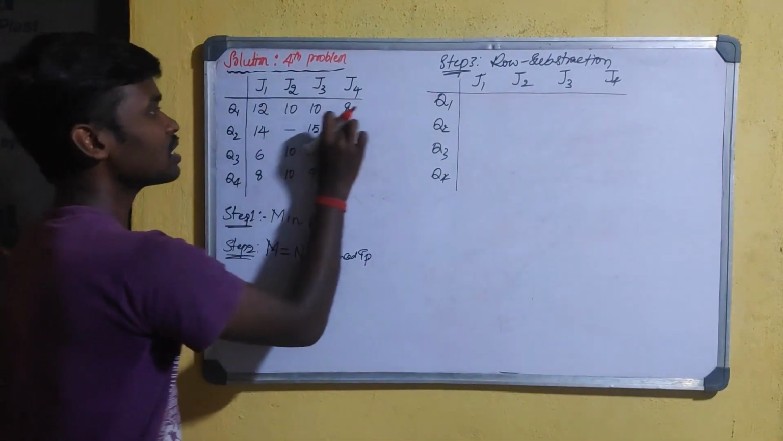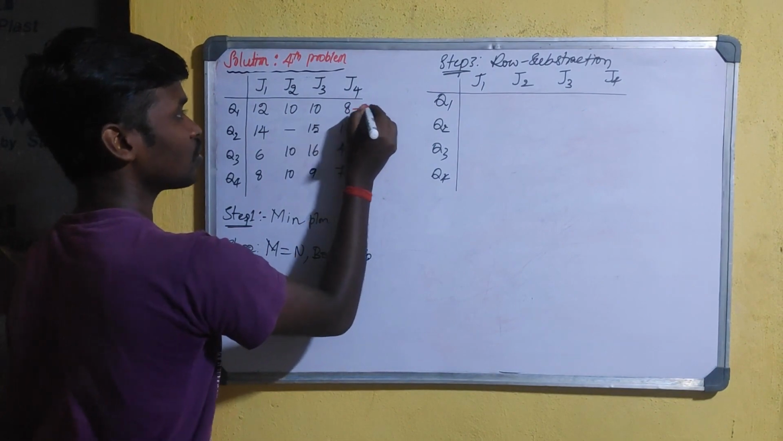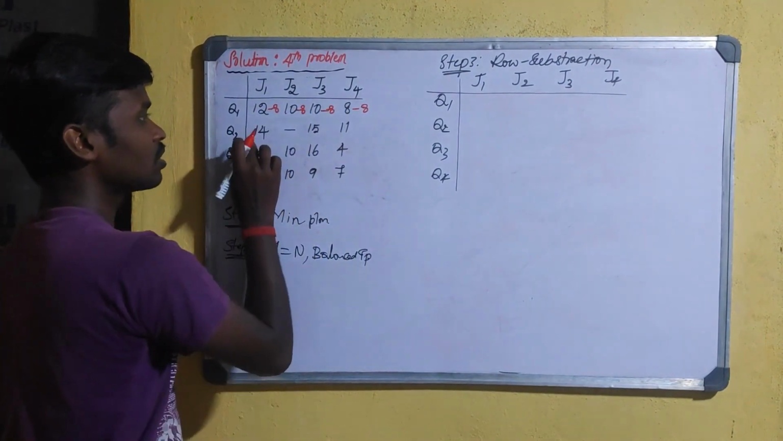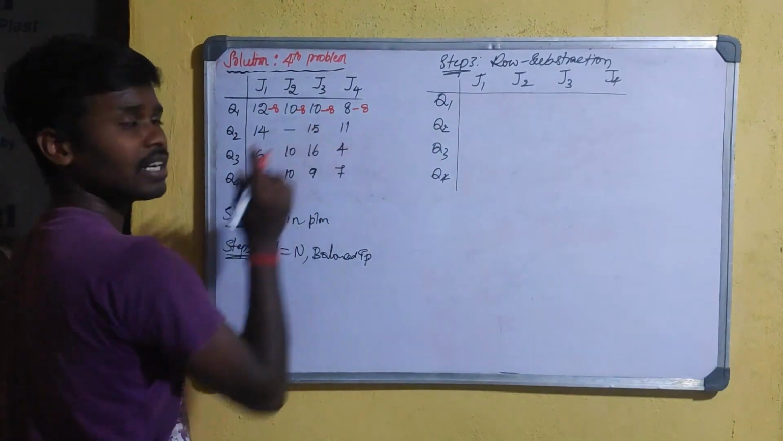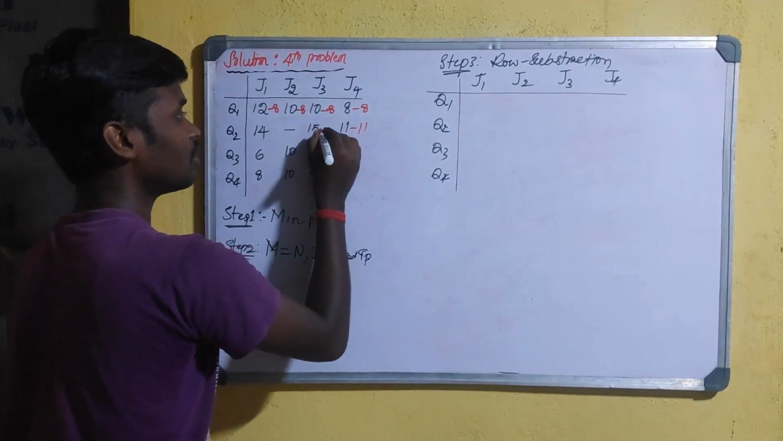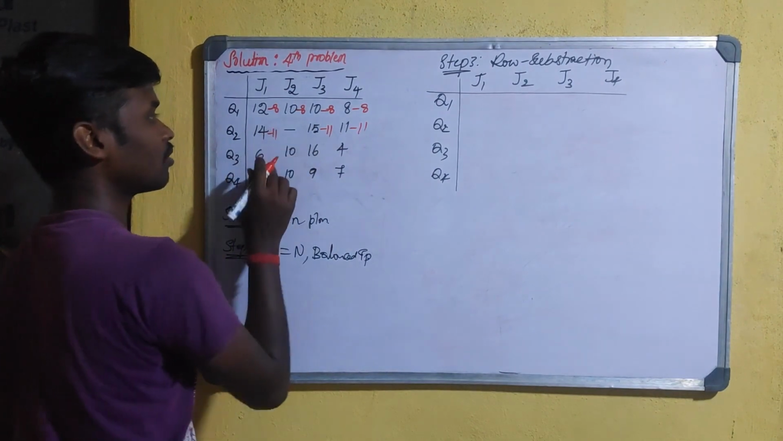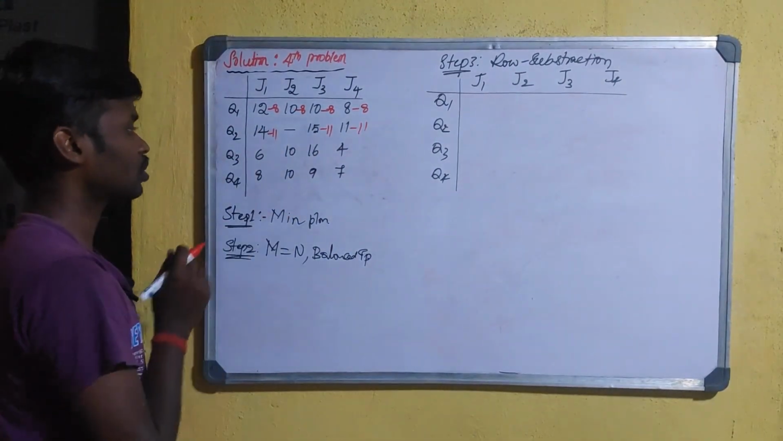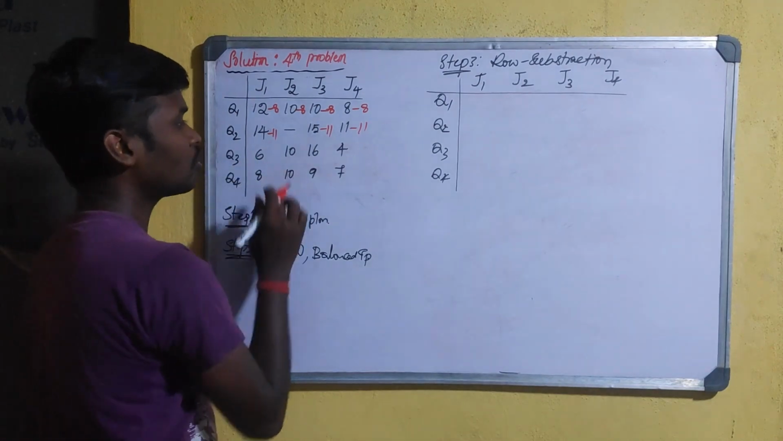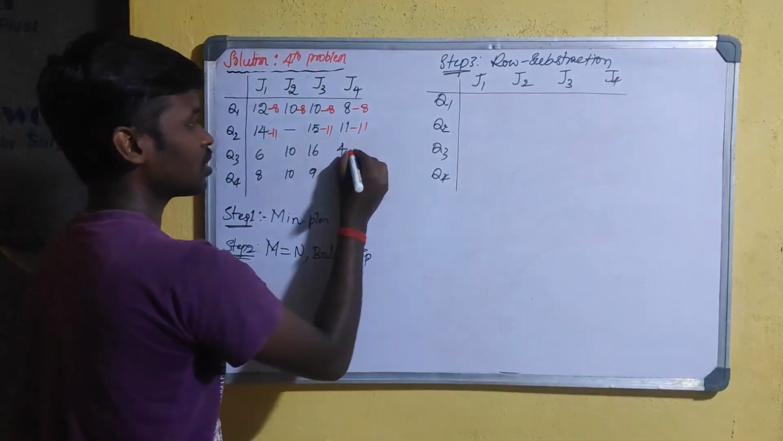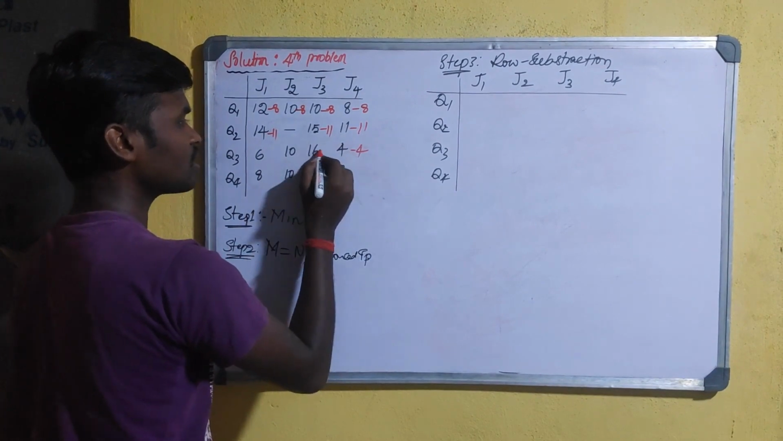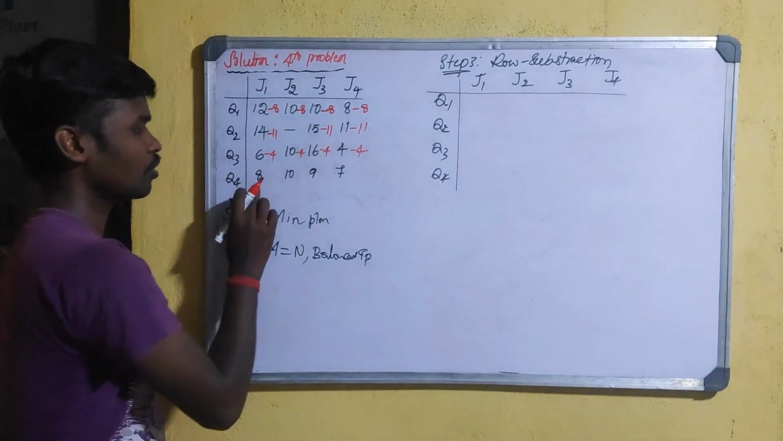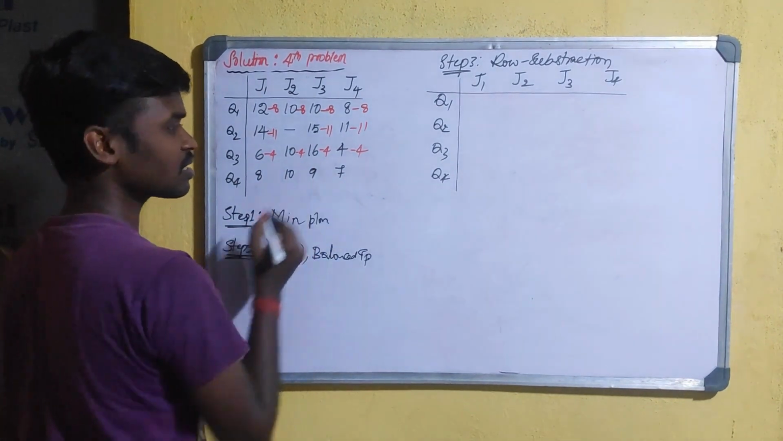So in the first row, which is the least number, 8 is the least number, right? So 8 minus 8, 10 minus 8, 10 minus 8, 12 minus 8. So in the second row, which is the least number, 11 is the least number. So 11 minus 11, 15 minus 11 and 14 minus 11. We have to prohibit this particular cell, according to the second question. Next, in the third row, which is the least number, 4 is the least number. Next, 4 minus 4. Next, 16 minus 4, 10 minus 4, 6 minus 4. So in the fourth row, which is the least number, 7 is the least number.